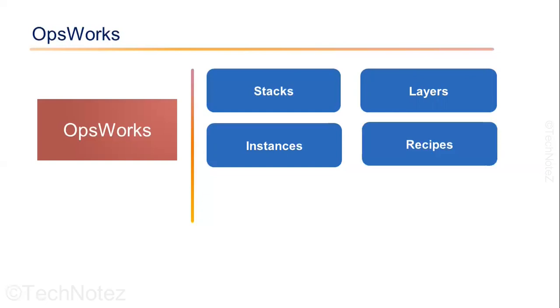Recipes. A recipe is a set of instructions that configure and deploy software on an instance. Recipes are written in the Chef or Puppet automation language and are used to automate the installation, configuration, and management of your application. Apps. An app is a code repository that contains the source code for your application. OpsWorks can pull the code from Git or AWS CodeCommit repositories and deploy it to your instances.